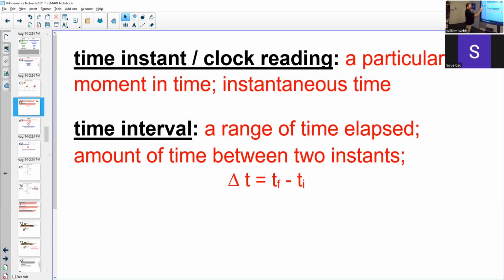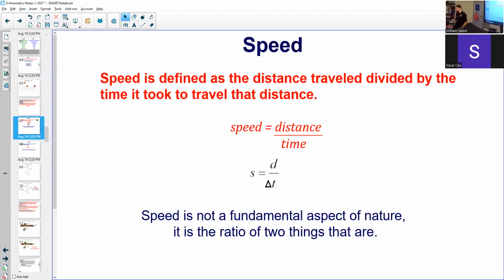All right, so let's get to the last bit here, speed. Speed is defined as the distance traveled divided by the time it took to travel that distance. So nice little background information for your lab, right? You've got a lab report you're pulling together. Background, you're finding speed in the lab. So here's your definition, here's your equation.